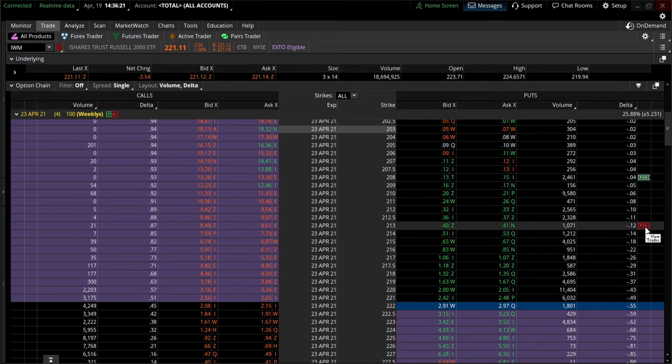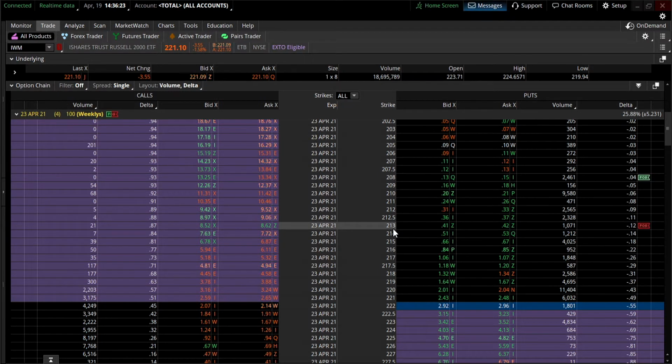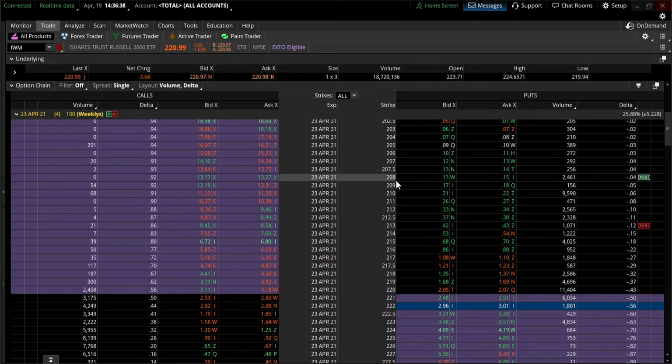And you can see I got a position on right here where I sold the 213s and bought the 208s. I usually do 5 strikes wide. And that will cost me about $480 or so. I would need $480 worth of margin in my account to pull off such a trade. But can we do this kind of trade even cheaper?